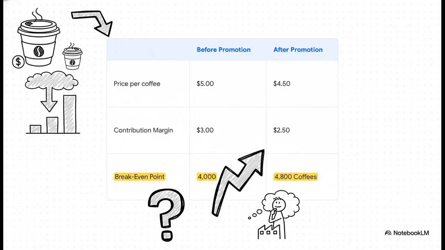Well, the impact is huge, and it's immediate. By dropping our price, our contribution margin, that little profit engine in each cup, also drops. And because of that, our break-even point jumps all the way from 4,000 to 4,800 coffees. And suddenly, the question becomes crystal clear. Is this promotion really going to help us sell an extra 800 cups of coffee a month? CVP doesn't give you the answer, but wow, does it force you to ask the right questions.